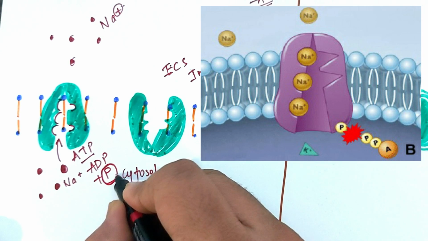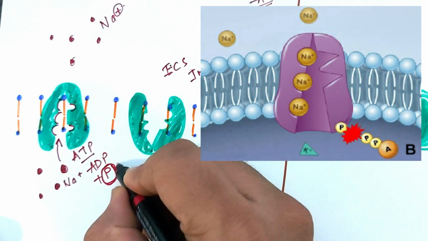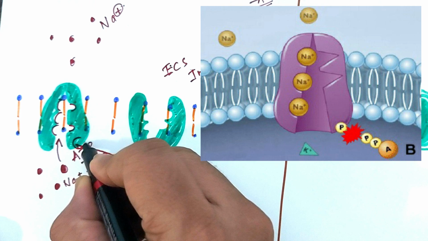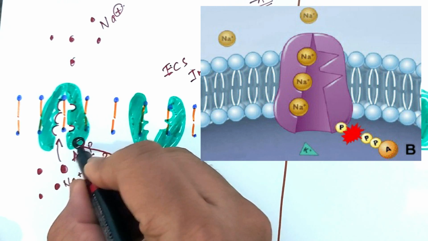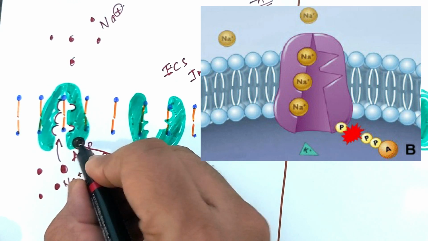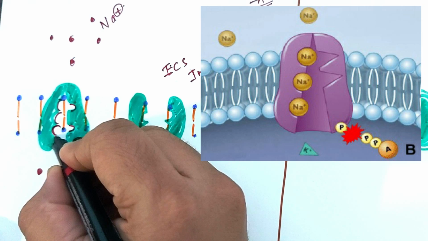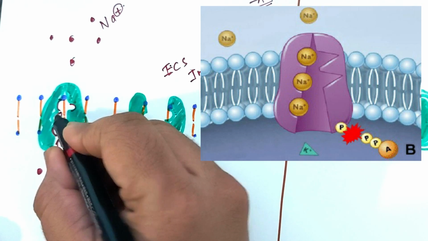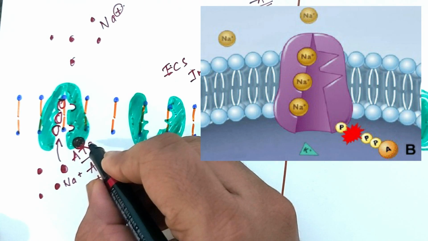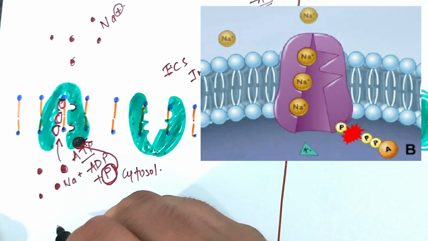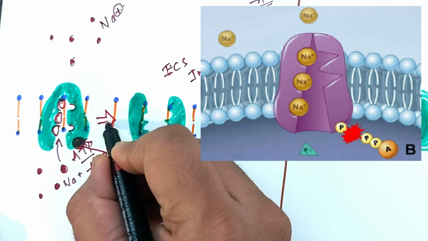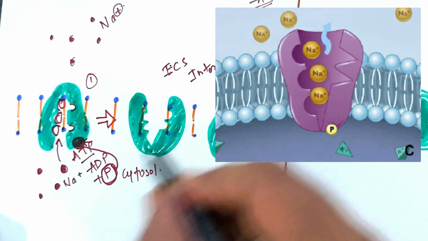This phosphate molecule is like fuel. It's going to go and bind to the sodium potassium pump. So this is the phosphate which has bound to the pump, and the sodium ions sit on the receptor sites. What happens when this phosphate ion gets bound? This particular pump changes its shape. This is the first step.